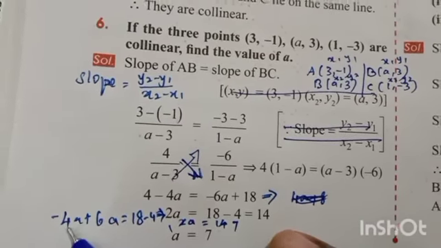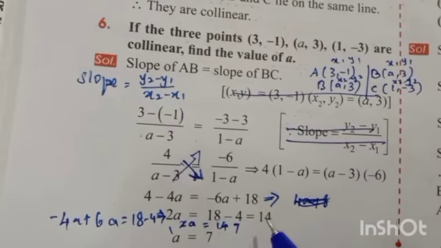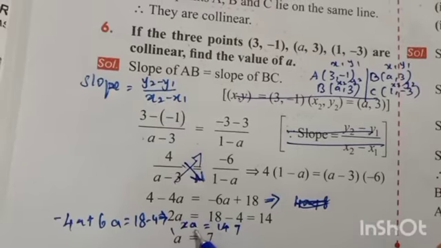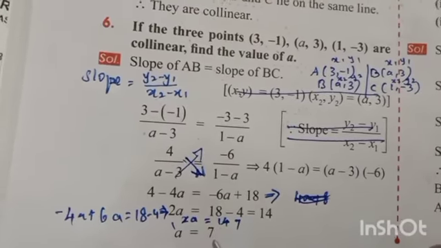So that is minus 4 plus 6, so 2a is equal to 18 minus 4, 14. So that is 2a is equal to 14. 1 2 is 2, 7 2s are 14. So a is equal to 7.